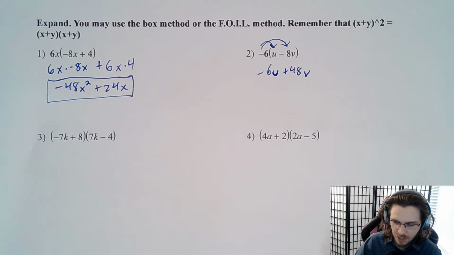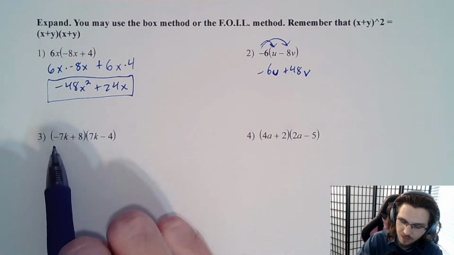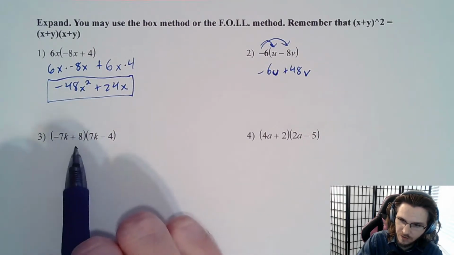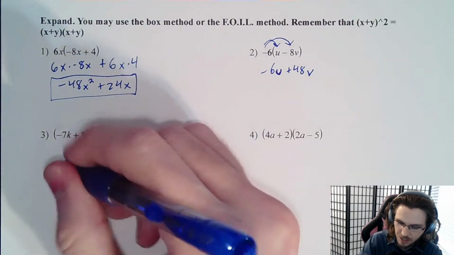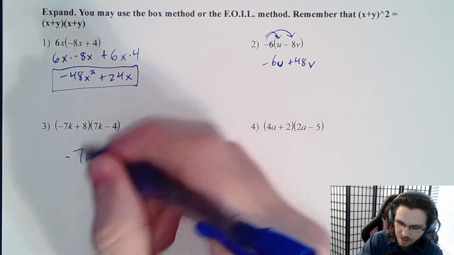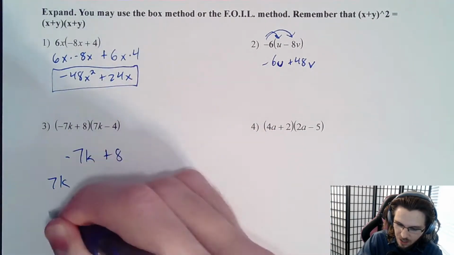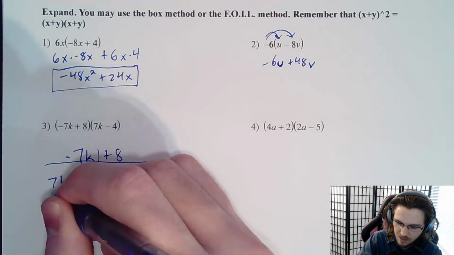All right, question number 3. I'm going to use the box method first because students really do like the box method, and it can be pretty useful on these questions. As a reminder for the box method, all you're going to do is take every single term from the first one and make it go horizontal, and the second one will go vertical next to it. So negative 7k plus 8, and then 7k minus 4, and then we're just going to make a box out of the situation.